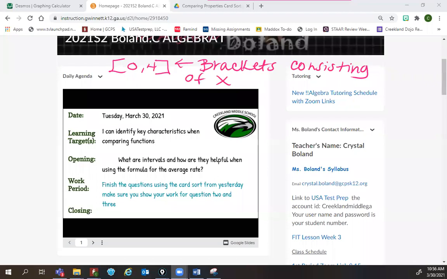So the intervals are always in brackets, right? And the brackets are consisting of X values. So both of these, instead of being coordinates, right? Because coordinates are like this. You guys know that? So this is a coordinate, this is an X, this is a Y, right? In brackets, this is an X and an X. Yes? This is X1, X2. So brackets consisting of X values.